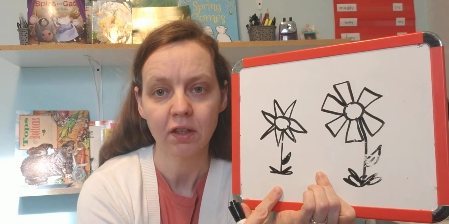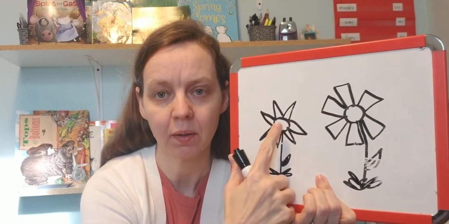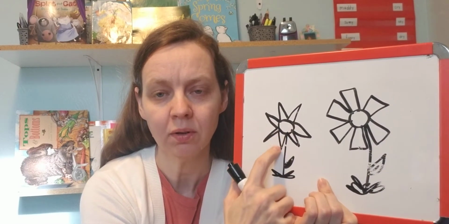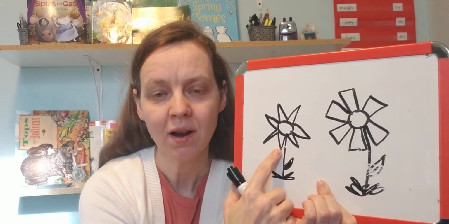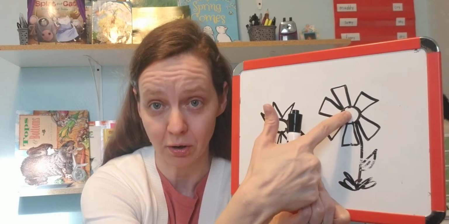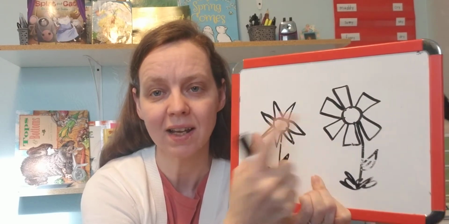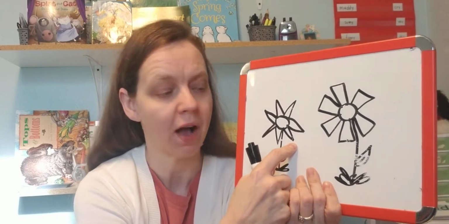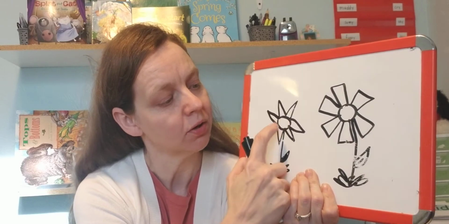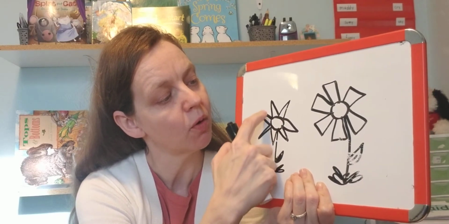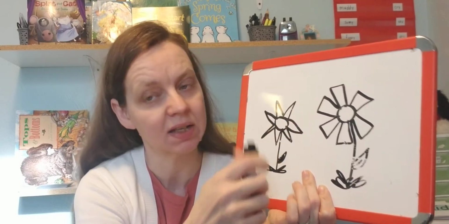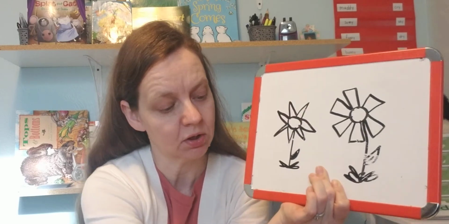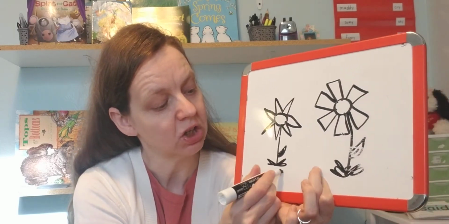She had this flower that's made up of what shapes? The middle is a circle and the petals are triangles. And this one has a circle and rectangles. So let's count how many shapes were on the first flower. 1 for the circle, 2, 3, 4, 5, 6, 7, 8. So this flower with the triangles has 8 shapes.